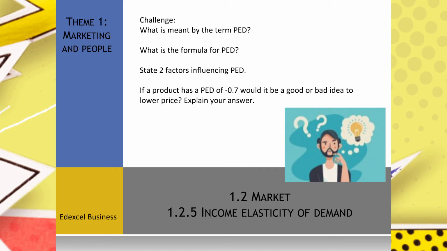What is meant by the term PED? What is the formula for PED? State 2 factors influencing PED. And then if a product has a PED of negative 0.7, would it be a good or bad idea to lower the price? Explain your answer. So pause this video for a second, answer these questions in your book, and then move on.